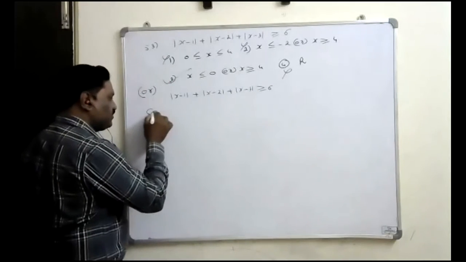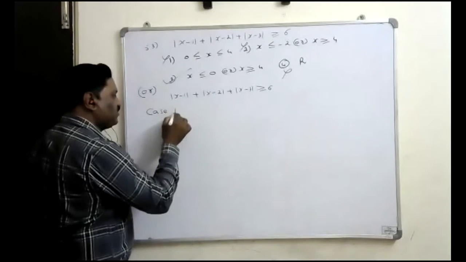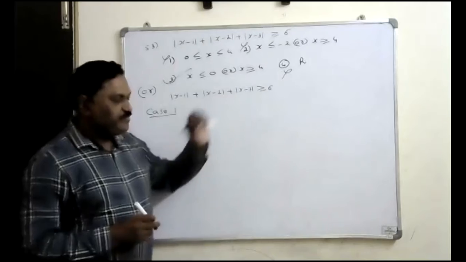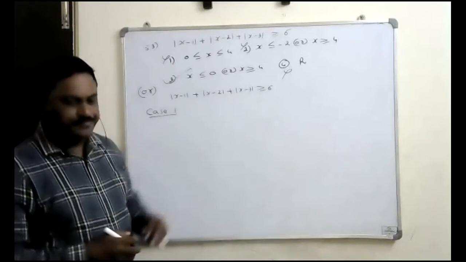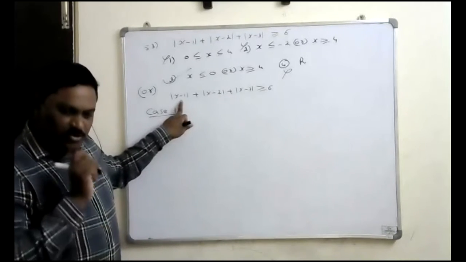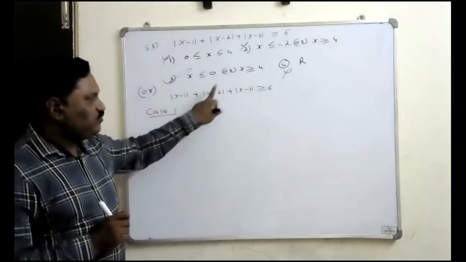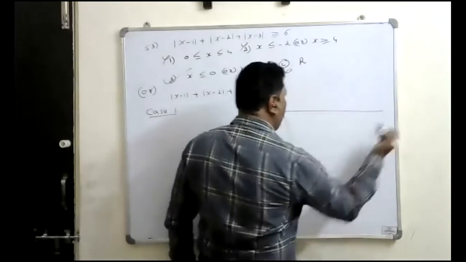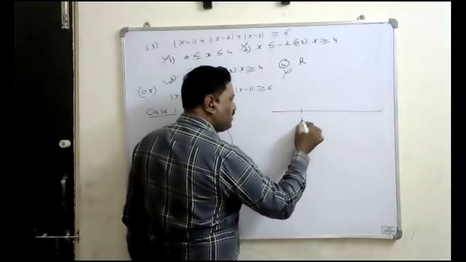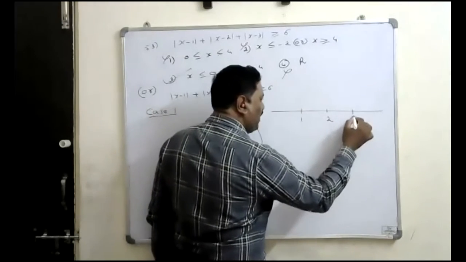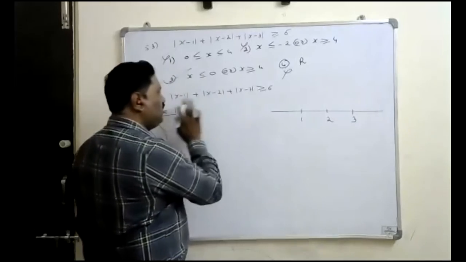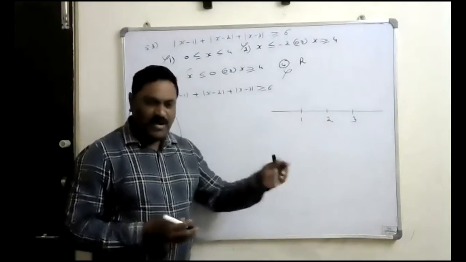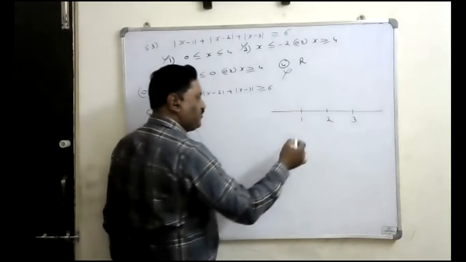Now, first case, I'll go for case 1. In this case 1, observe this modulus. This term will give 0 when x equals 1, the next when x equals 2, and the last when x equals 3. That's why, on the real number line, at x equal to 1, x equal to 2 and x equal to 3, each individual term becomes 0. Done.